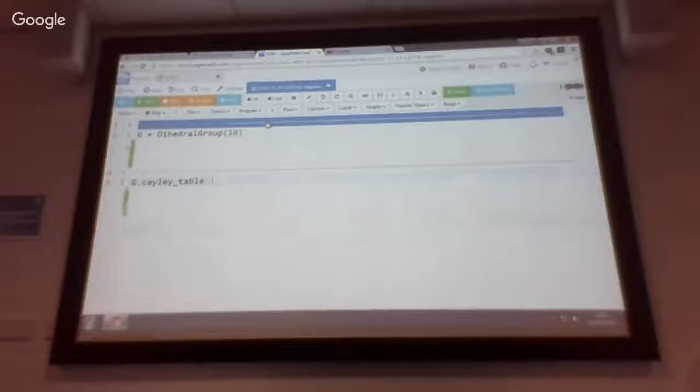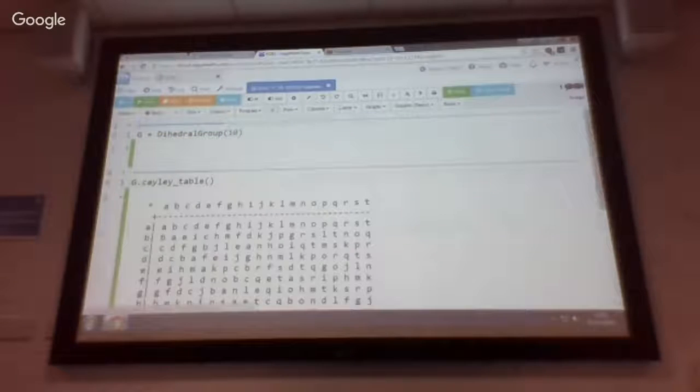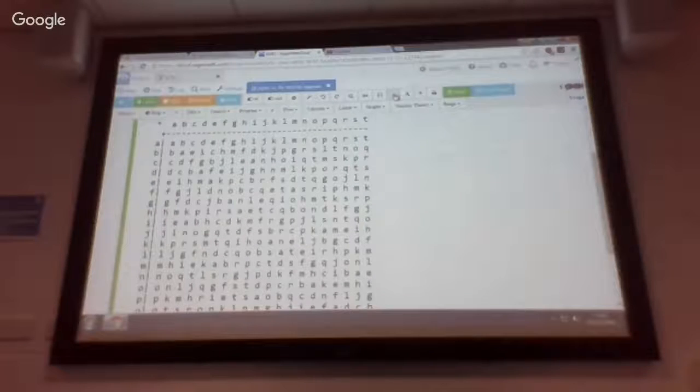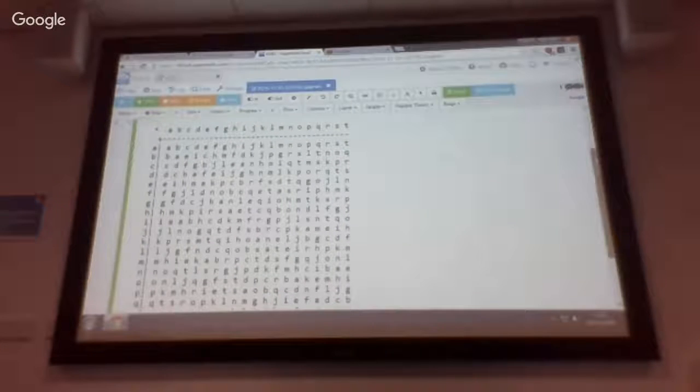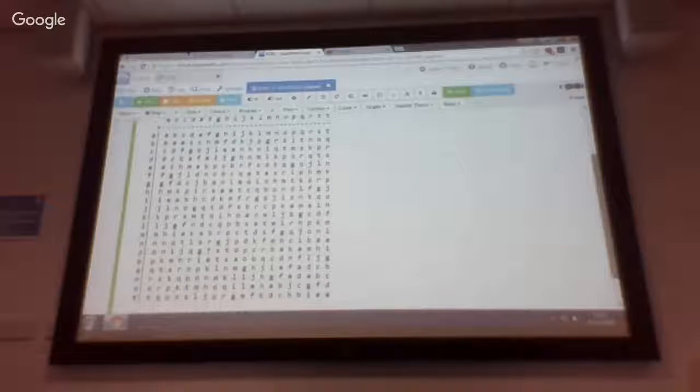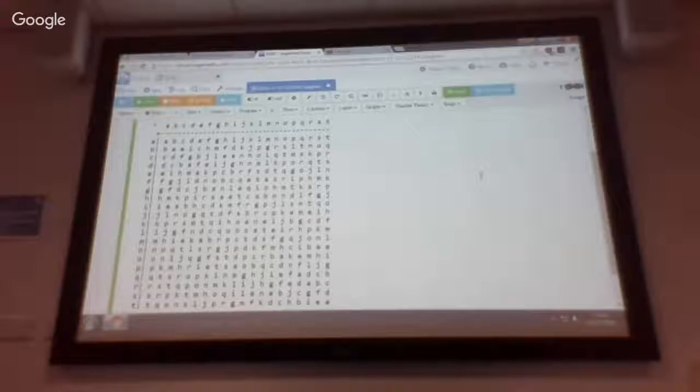By default, it just uses the first letters of the alphabet as labels for these elements. I can't tell just by looking at these pictures, but half of them are rotations, half of them are reflections. We just got these 20 elements labeled A through T. There's the Cayley table for them. But what information are we picking out here?